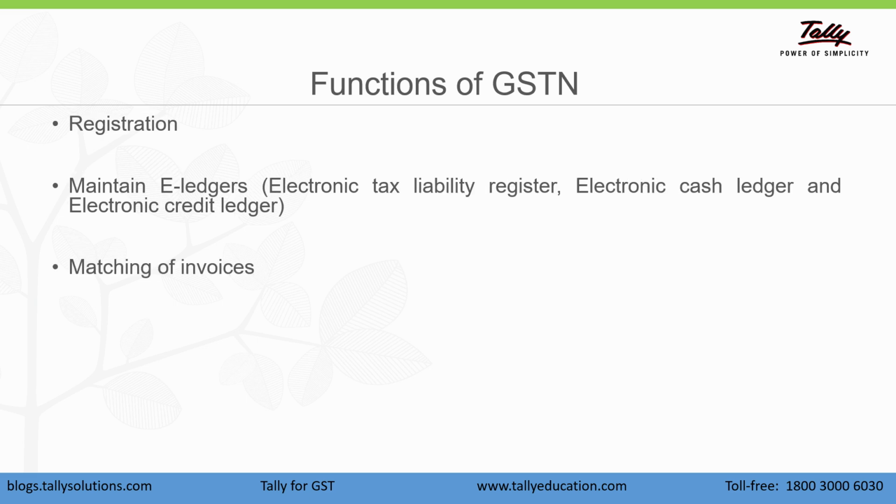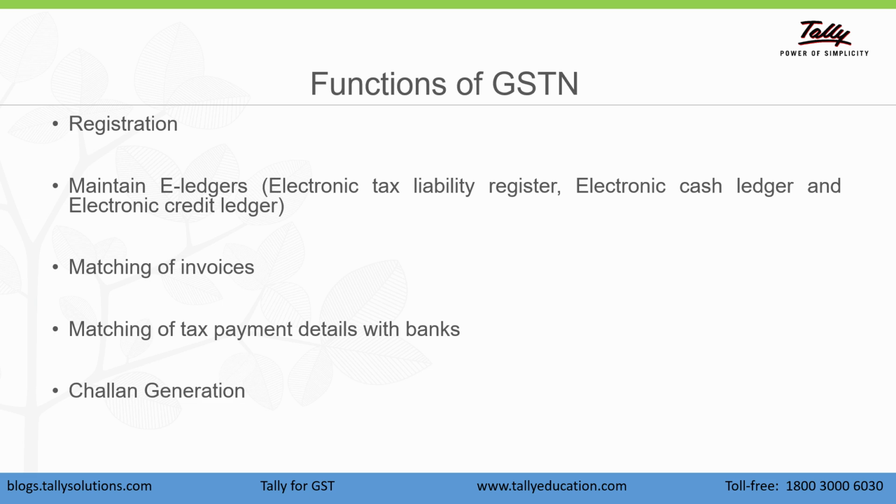GSTN will match the invoice-wise details furnished by each taxpayer and the corresponding recipients, and on this basis, input tax credit claim of the recipient will be accepted or reversed. GSTN will match each taxpayer's tax payment details with the respective banking networks. GSTN will generate challan for tax payment by taxpayers. GSTN will also provide MIS reports to the central and state governments based on taxpayers' return information stored in GSTN.